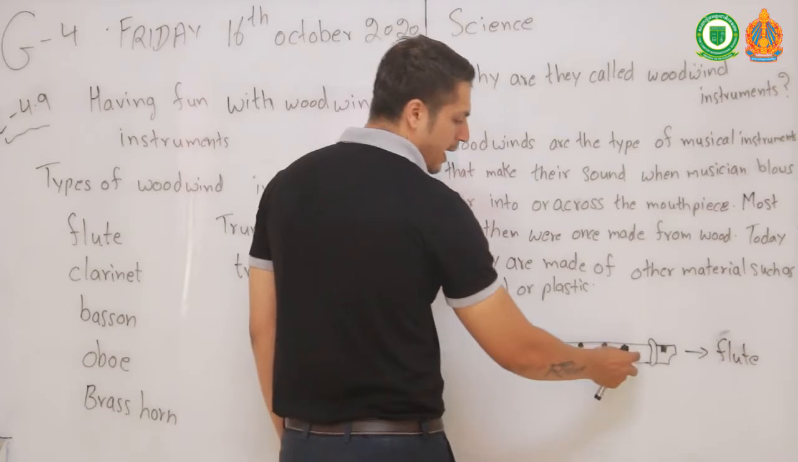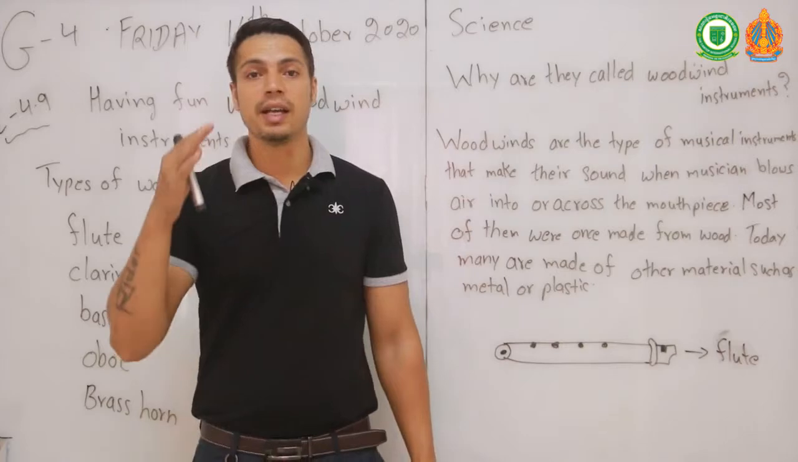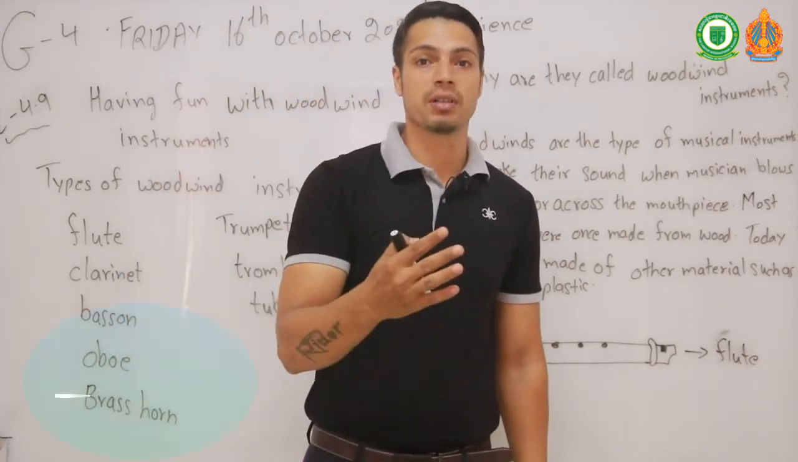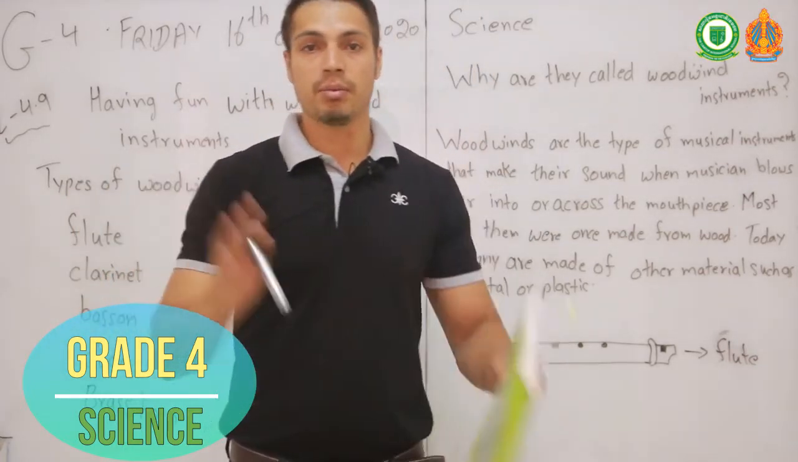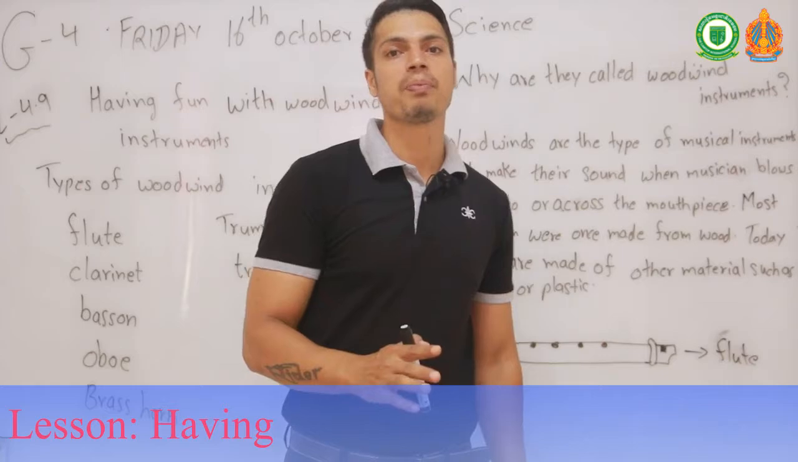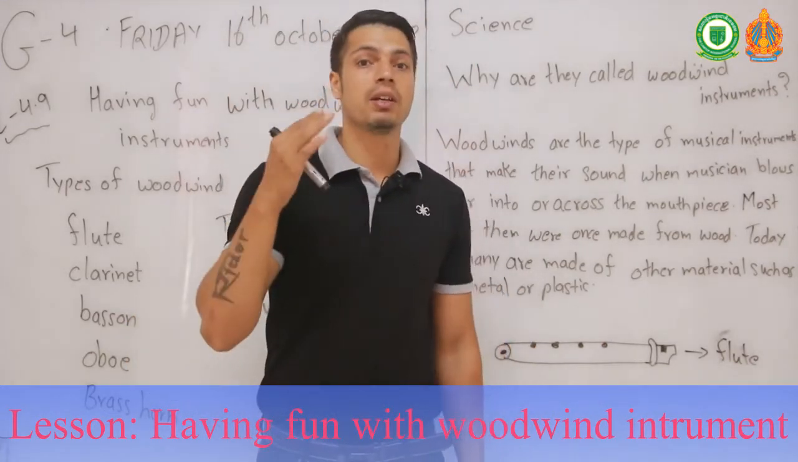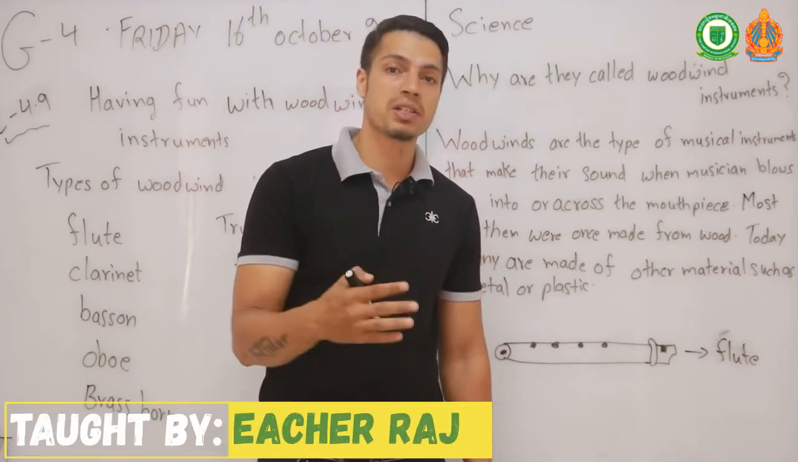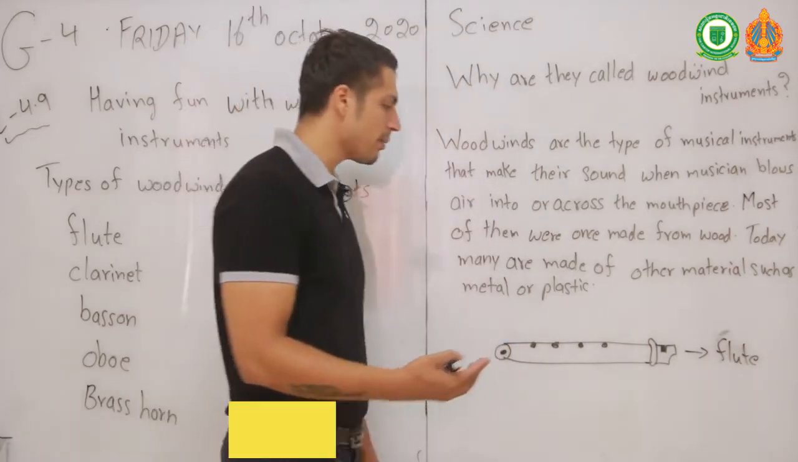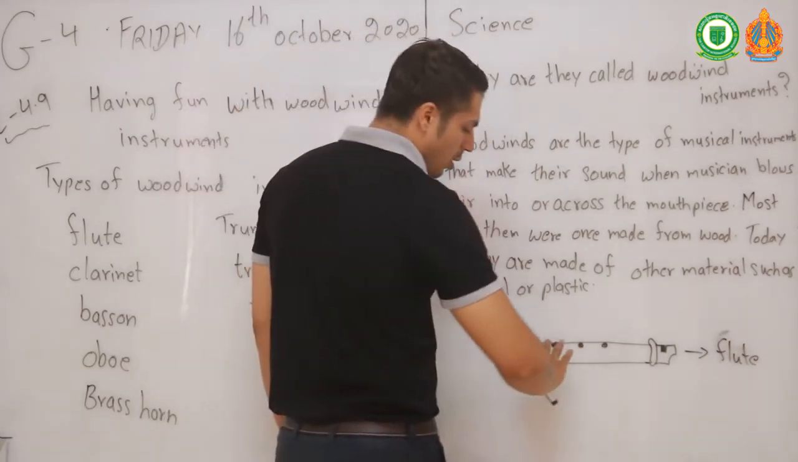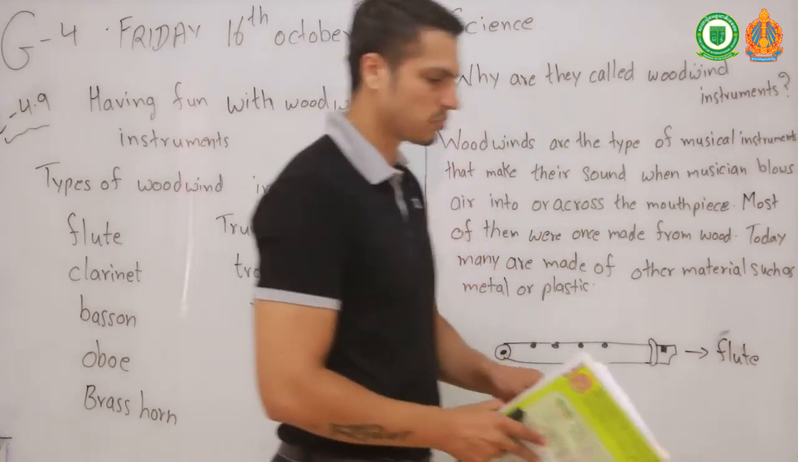When you blow into woodwind instruments, the air goes inside and makes vibration. The air makes vibration, and as you know, vibration creates sound. So when we blow air into a woodwind instrument, it creates vibrations, and vibrations make sound. But we can control the pitch of the sound. With a flute, they always keep their fingers on the holes.